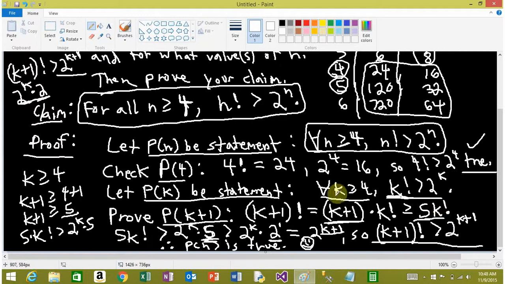That was our P of k plus 1, just replacing all the k's in our inequality with k plus 1. And therefore we see the original statement, P of n, is true. And then maybe you want to put at the end, for all n greater than or equal to 4, just to restate that.